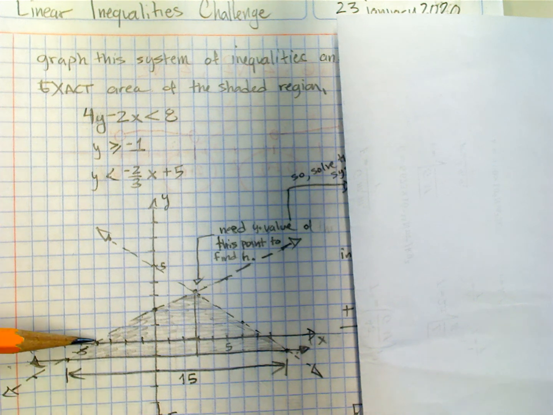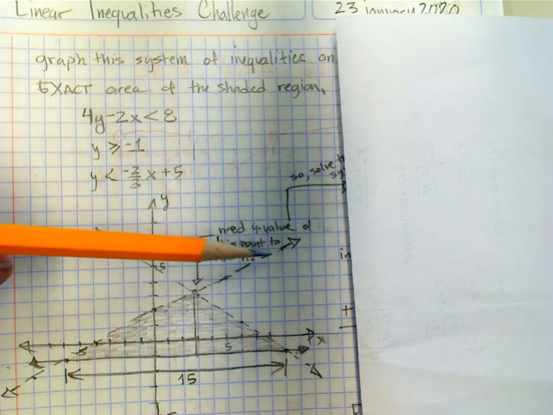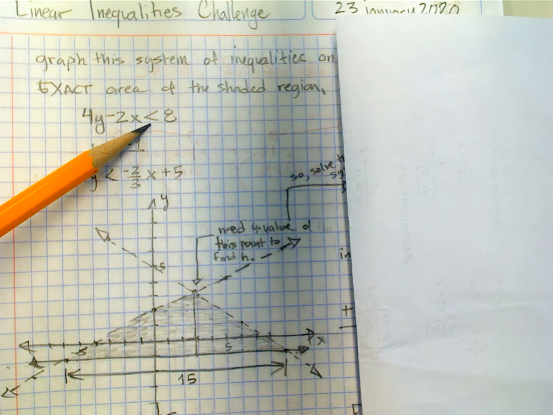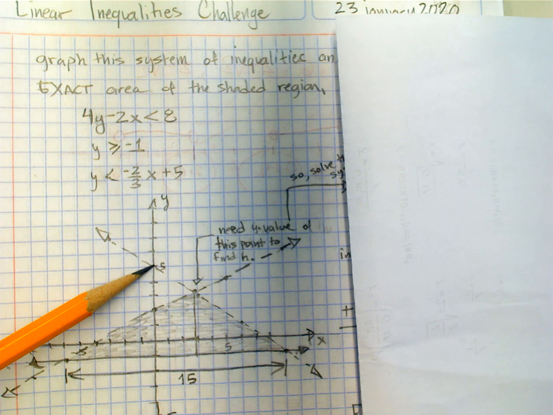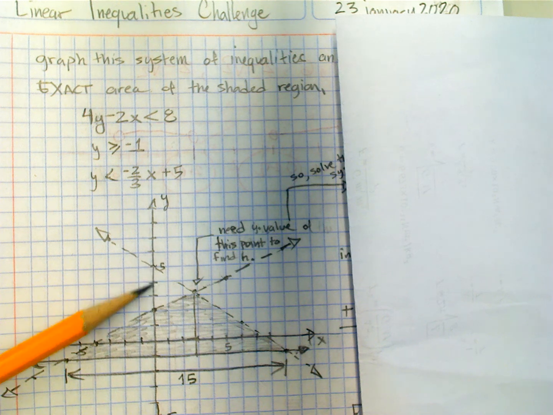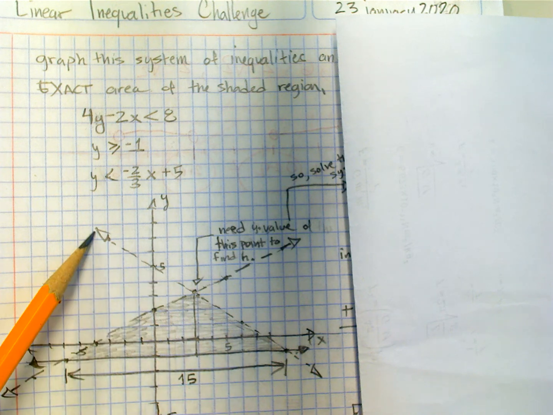With those two points, I went up 2 over 4, up 2 over 4, and I was able to graph this line. I made a dotted line because in this inequality I'm not including the points on the line. And then finally, a basic slope-intercept form here. The y-intercept is 5, and then I go down 2 over 3, down 2 over 3, down 2 over 3, and I get this dotted line.